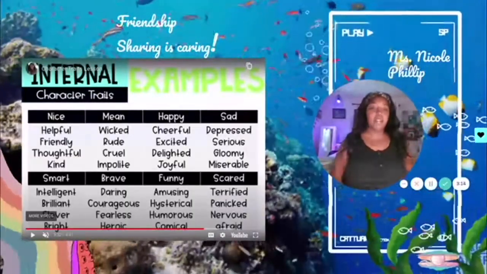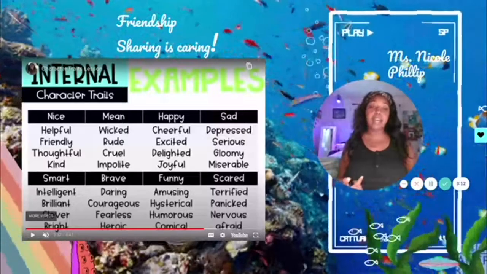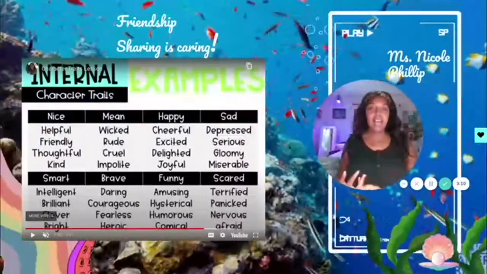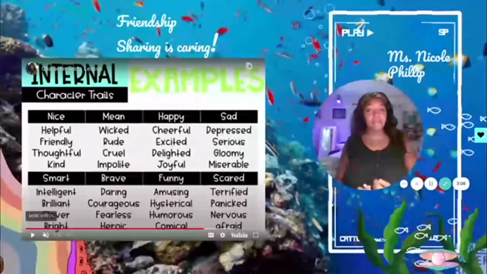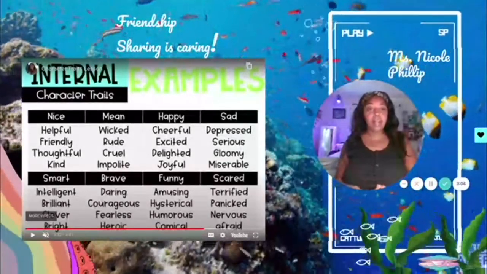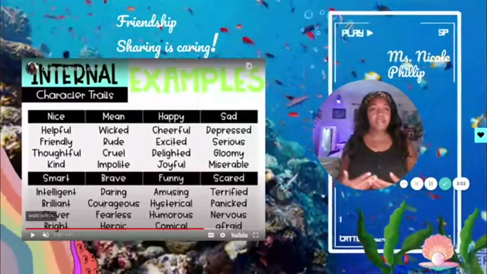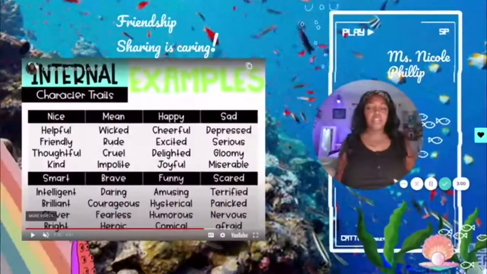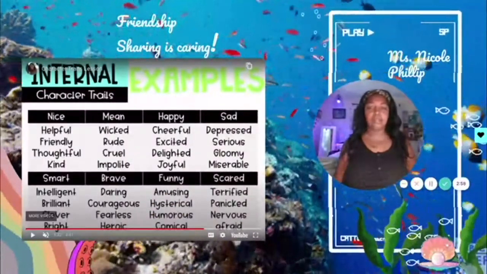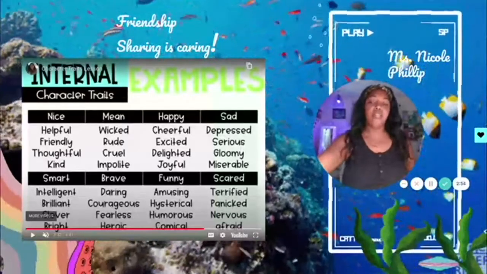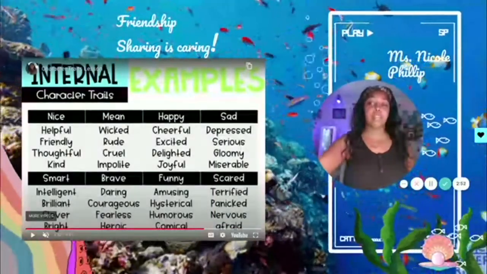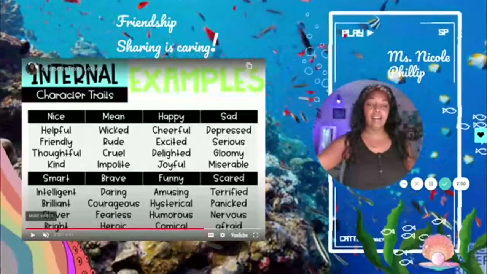Some examples of a character trait would be someone being nice, mean, happy, sad, smart, brave, funny, or scared. And you don't necessarily have to use those exact words. You can use different synonyms and adjectives to describe those feelings. Like instead of saying nice, you could say that Rainbow Fish was being friendly and kind.